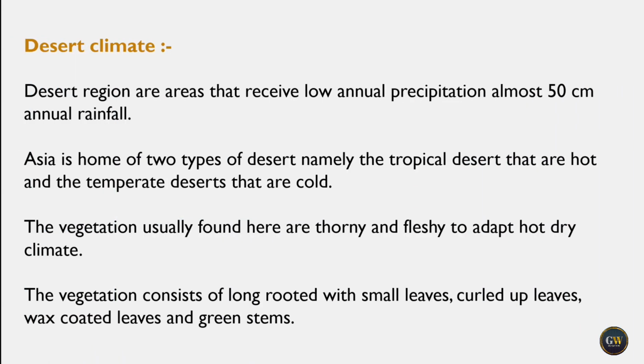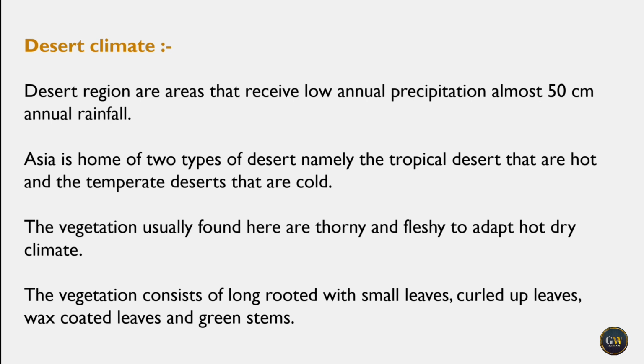Now in Asia we have another climatic condition, that is the desert climate. These are areas that do not receive much rainfall or precipitation, but receive low annual rainfall of almost 50 centimeters. And in Asia we have two types of desert. First is the tropical desert, that is the hot desert, and the second is the temperate desert, that is the cold desert. The vegetation in this type of climate is usually thorny and fleshy.